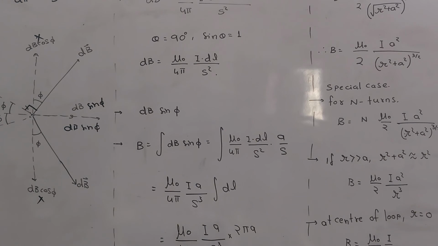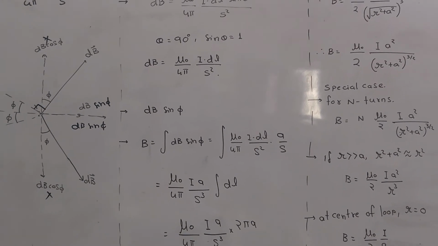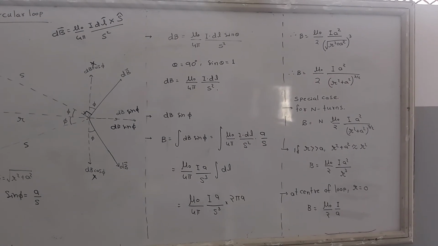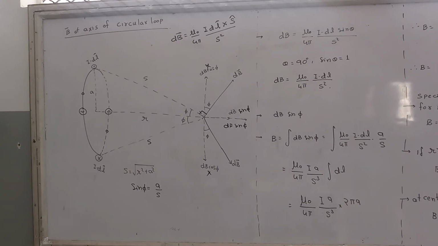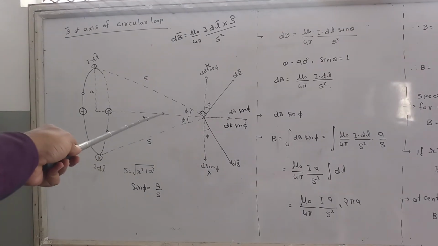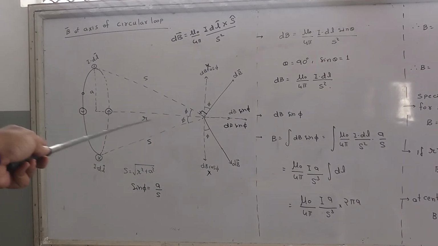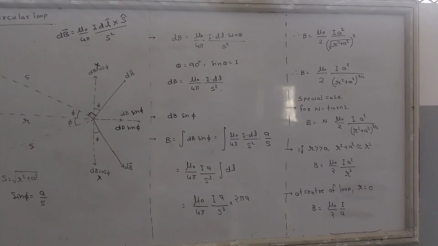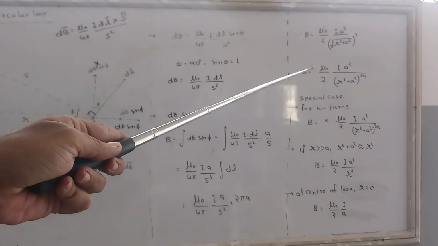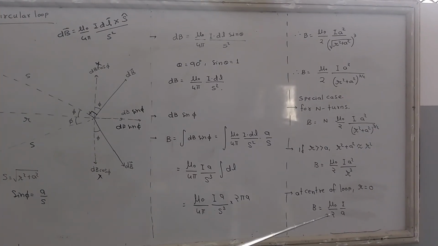Now the last special case. If we are at the center of the loop, you can see this is the loop, and if you are supposed to find the magnetic field at the center of this loop, what will you do? See, the value of r becomes 0. As you go on this side, the value of r decreases, and at the center the value of r becomes 0. So in this equation, just put r equals 0 and this is what you get. Simple one.